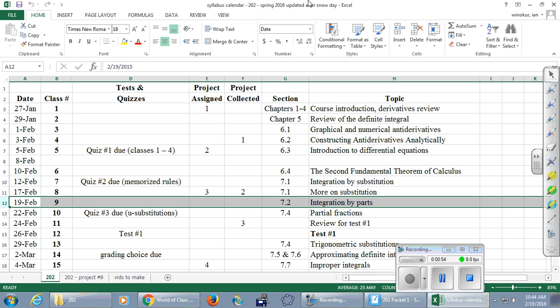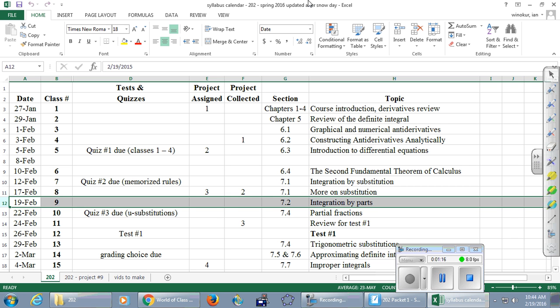Also on Wednesday is our review day for our very first test, which is coming up on Friday, the 26th of February. So our first test is 1 week from today. The test is cumulative. It is on everything we've done through the semester, including today and including the coming Monday, which means it is not too early to start studying for this test, which is 1 week away.